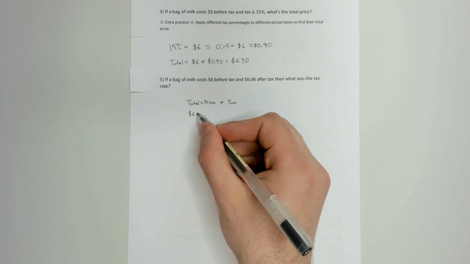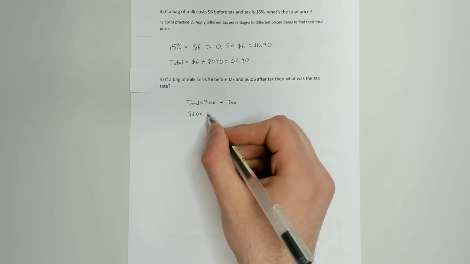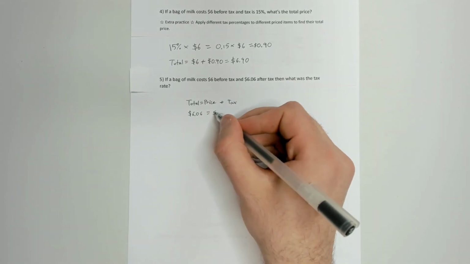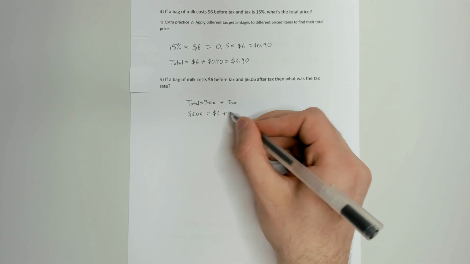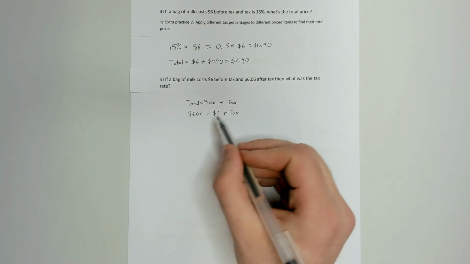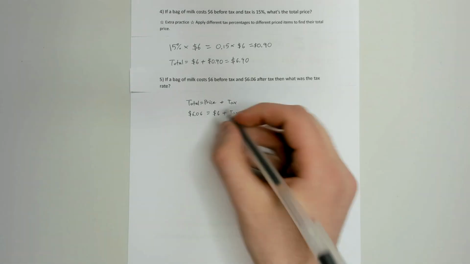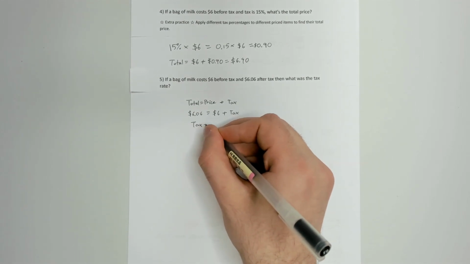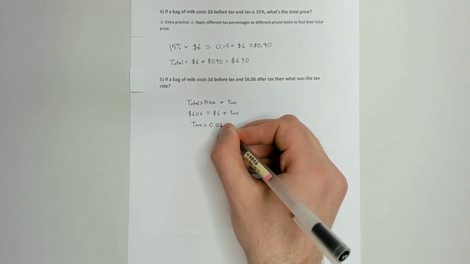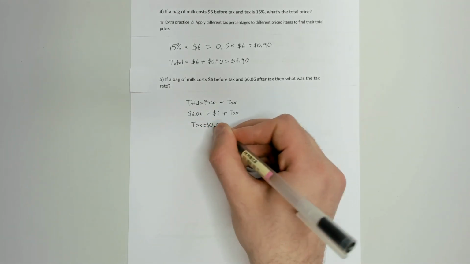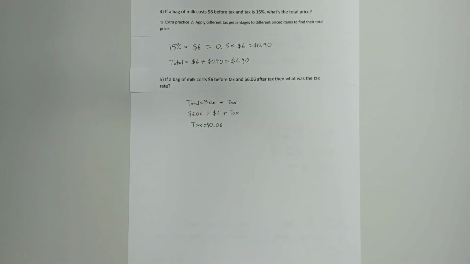So we know that $6.06 is going to be equal to our price, which is $6, and then we're adding our tax, right? But we know that to get from $6 to $6.06, our tax is going to have to be that 6 cents, right? So we have 6 cents worth of tax.